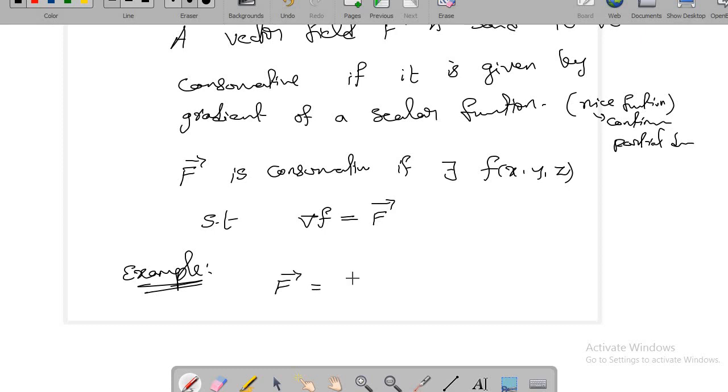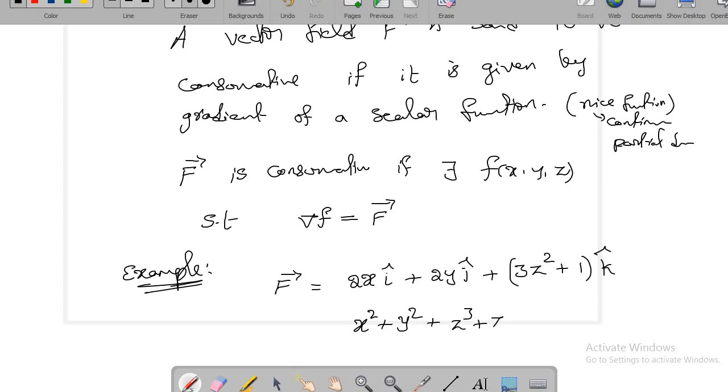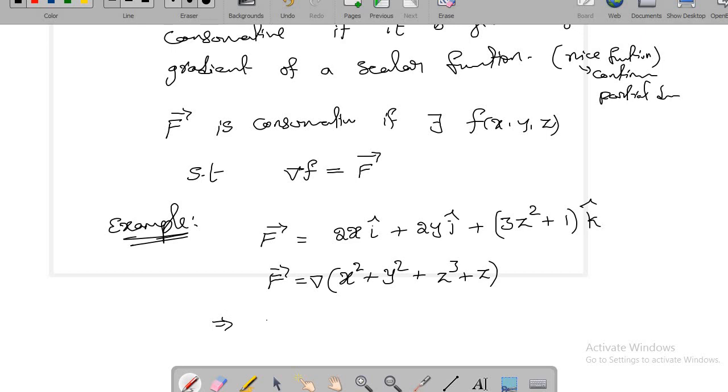You see F bar equal to, let's say, 2xi plus 2yj plus (3z square plus 1) into k. If you observe, this is a conservative vector field. Why? Because I can see this as the gradient of x square plus y square plus z cube plus z. So you can see F bar as a gradient of this type, gradient of x square plus y square plus z cube plus z. So this implies I can say that F bar is conservative.